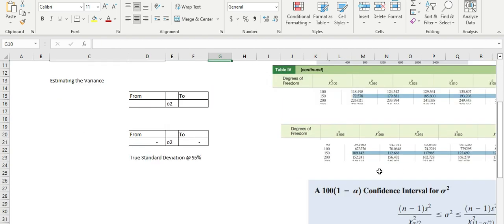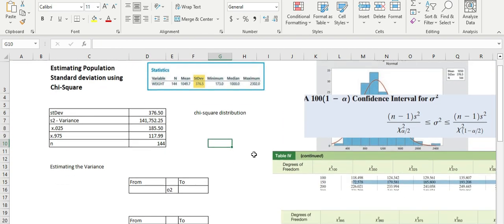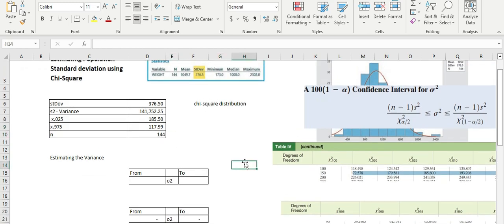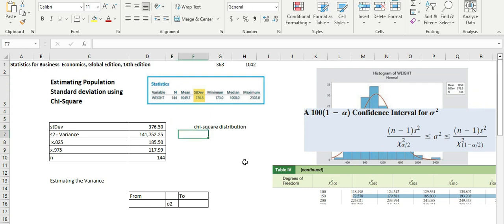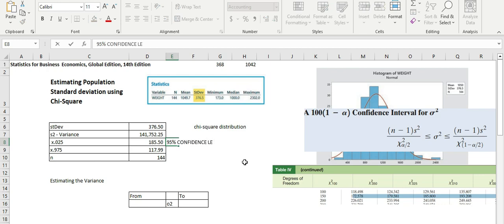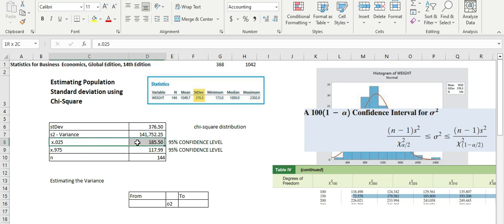For the chi-square values, since this is 95%, I just have to put here 95% confidence level for these two. We will be needing these two for the upper and lower limits.